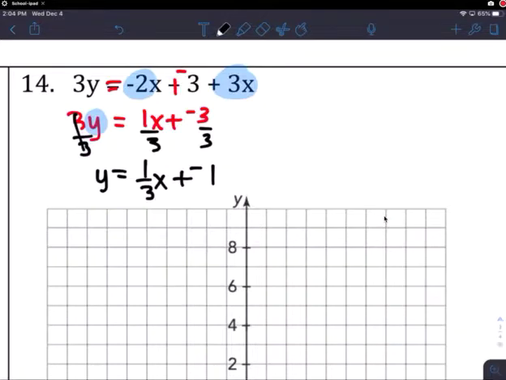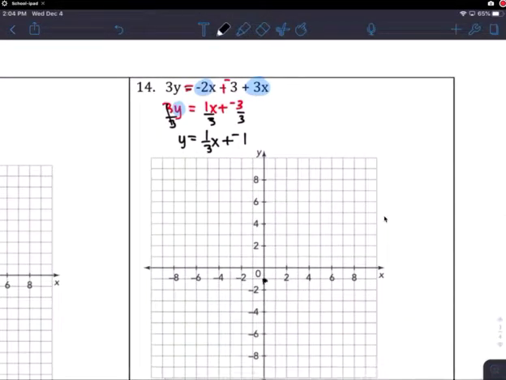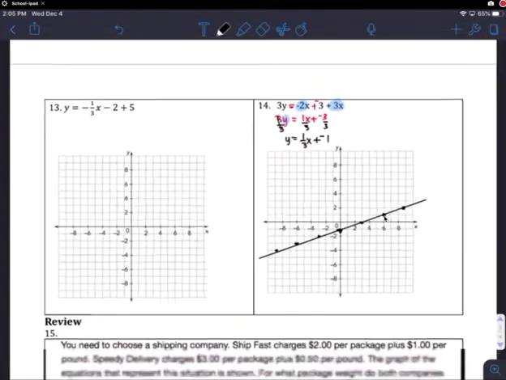Okay, your y-intercept is negative 1. You go up 1 over 3, up 1 over 3, up 1 over 3. Okay, and the other way. Okay, and then you draw in your lines like that. Connect the dots and you'll get your line.